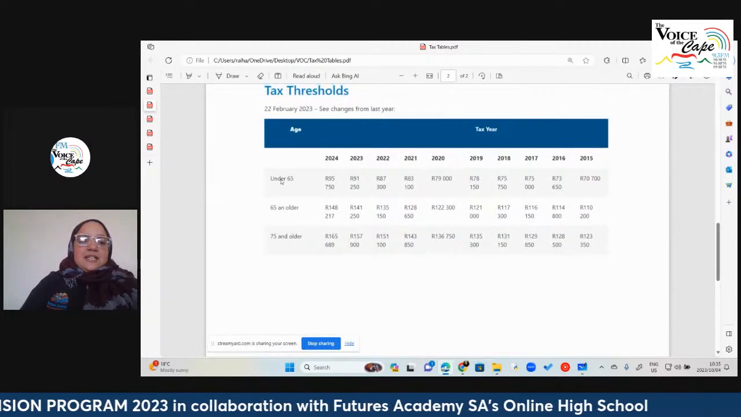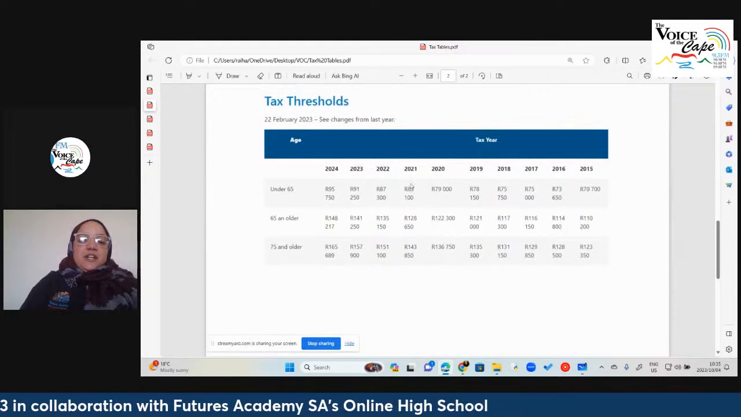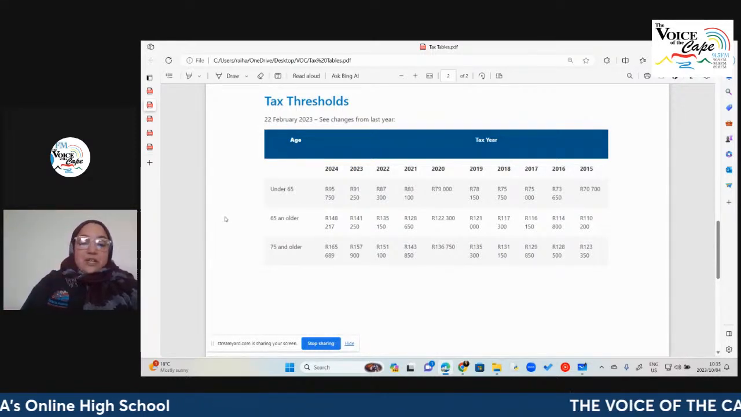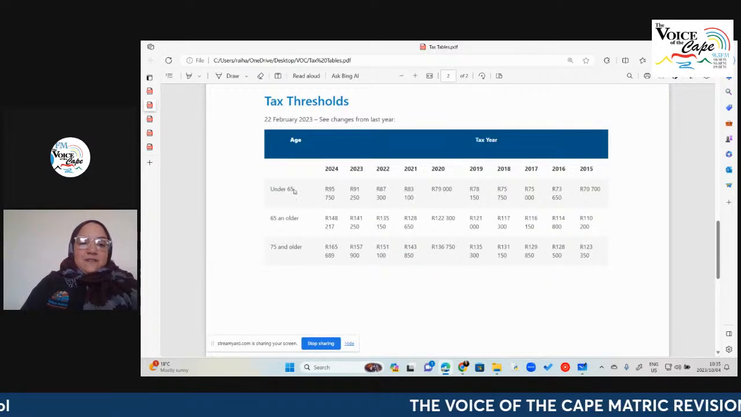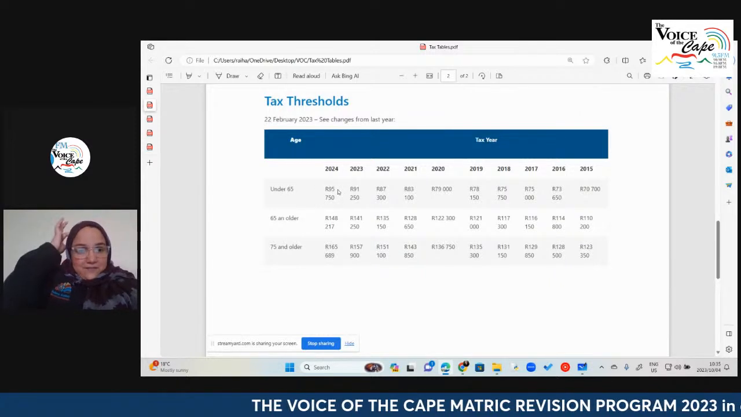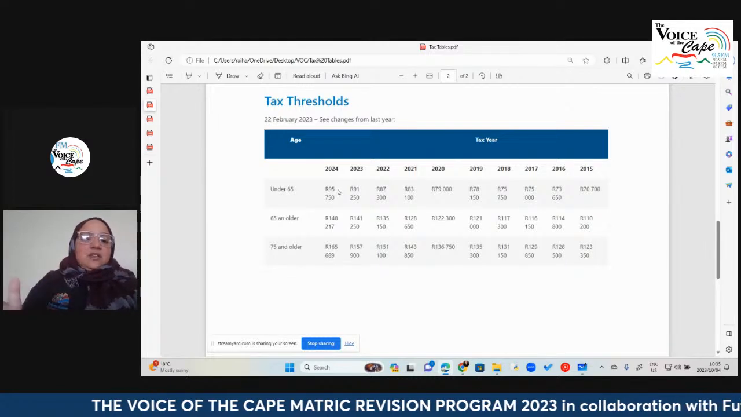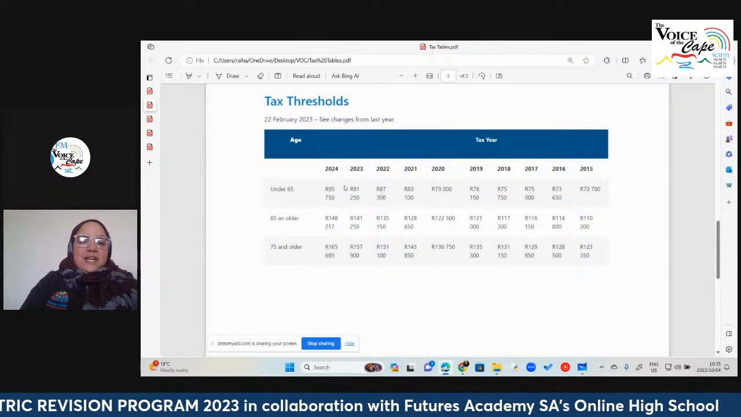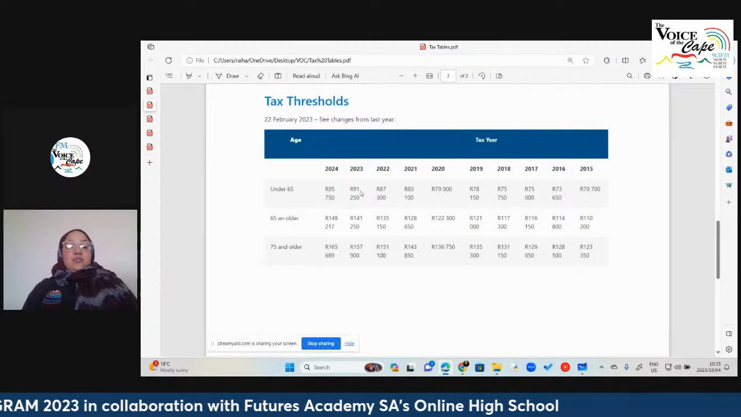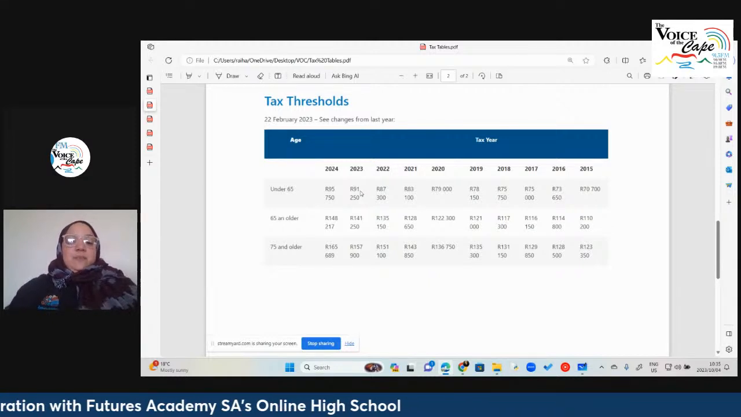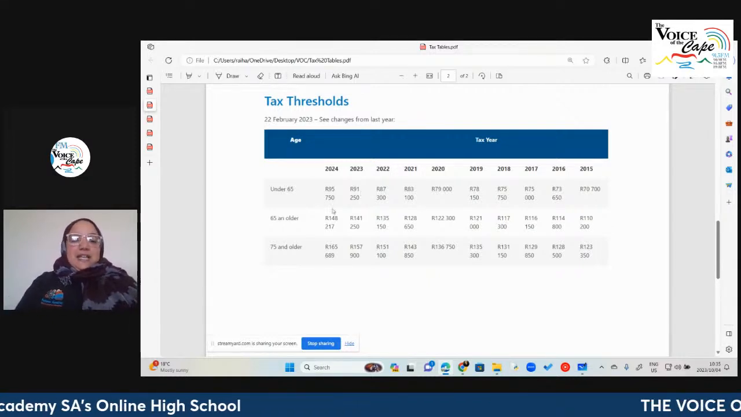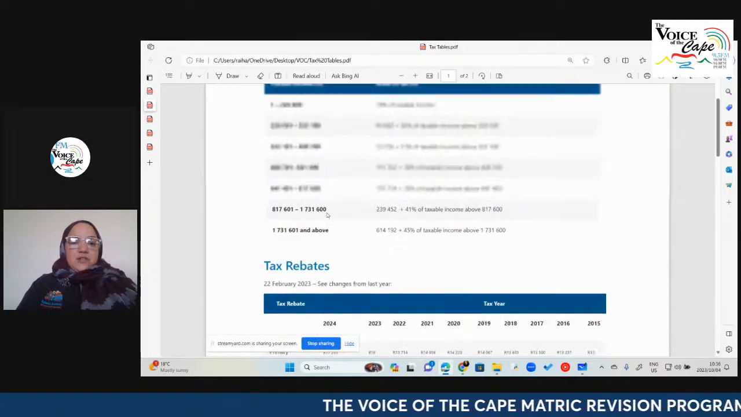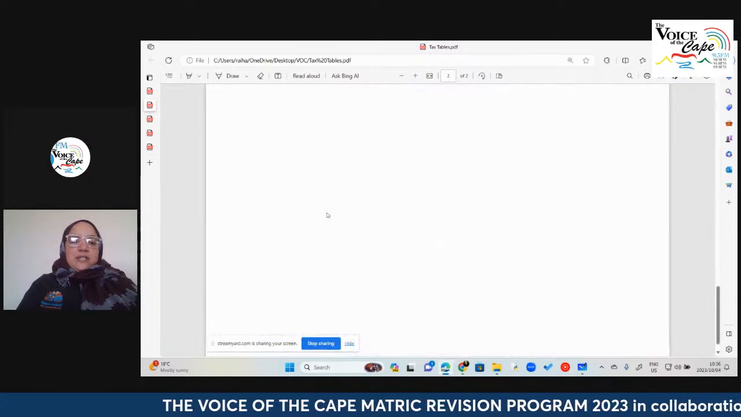Another thing is the tax threshold. Depending on your age and how much you earn, you would have to pay a certain amount of tax. If you are under 65 years old and you make 95,750 Rand within 2024, you have to pay tax. If you are under 65 and you make over 91,250 Rand in the year, then you have to pay taxes. Anyone making less than that would not have to pay any taxes. So those are just the three tables that you could encounter in your exams.